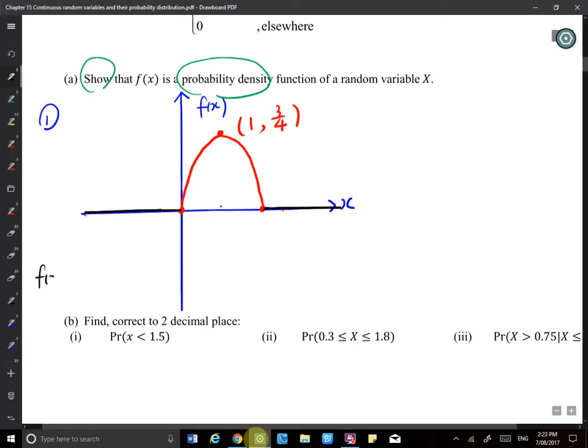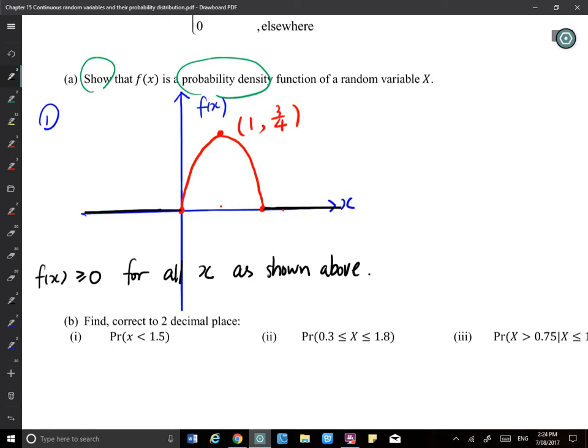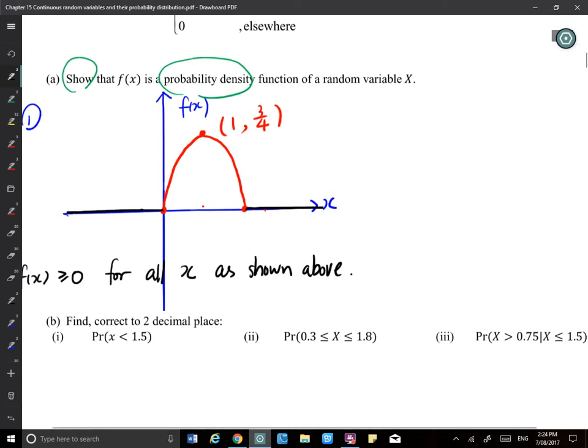Okay, f(x) is greater than or equal to 0 for all x as shown above. That's the first thing I need to show. Everything needs to be greater than or equal to 0.